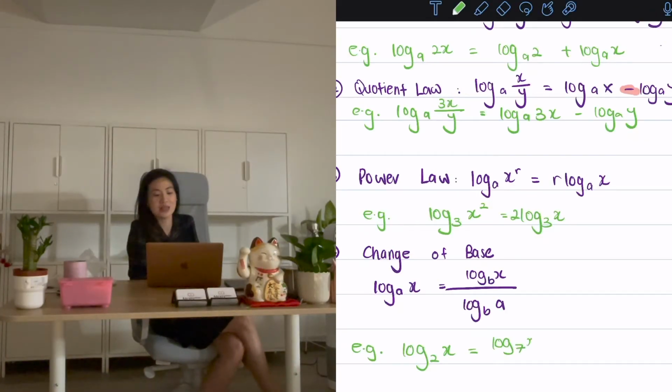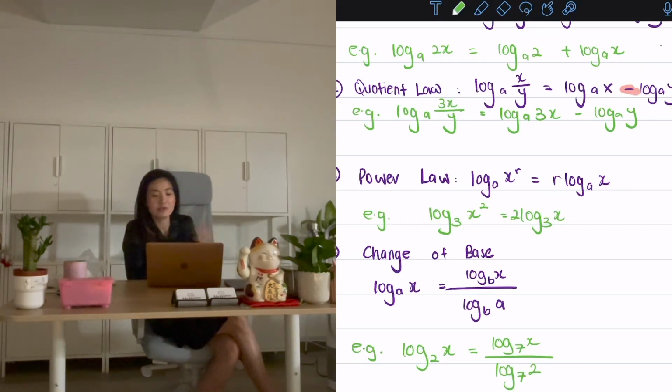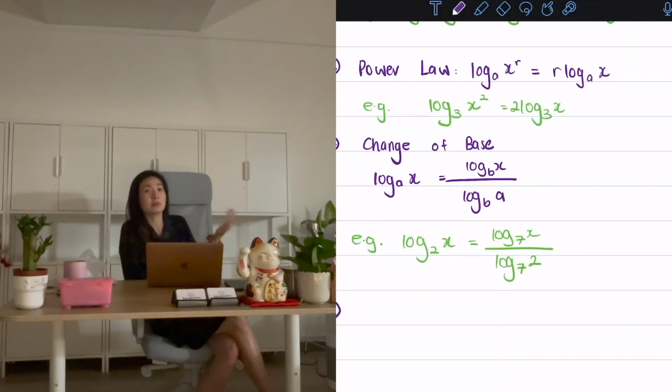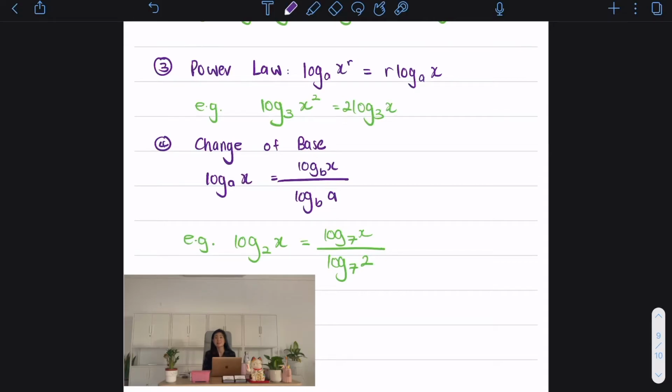So in this case, you see, we have log a x. Instead, I want to change to log b. Very easy to remember. The function will go to the top, the base will go to the denominator. So that's why I will have log b x out of log b a. Just like the example that I have given, if I want to change a log base 2 into a log base 7, what I will do is to just rewrite them in fraction. The function will go to the top numerator, the base will go to the denominator. So just refer to the screen for the example.